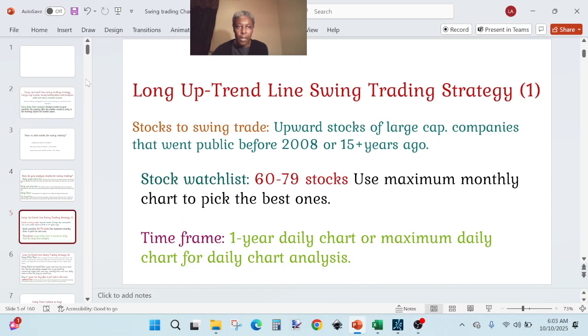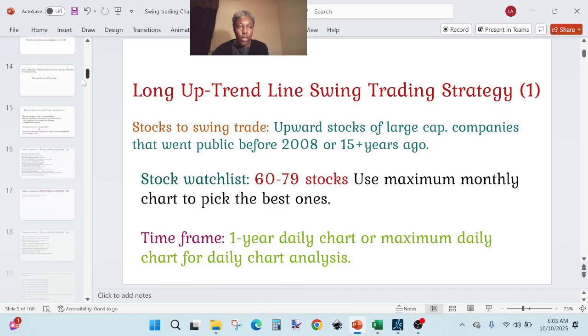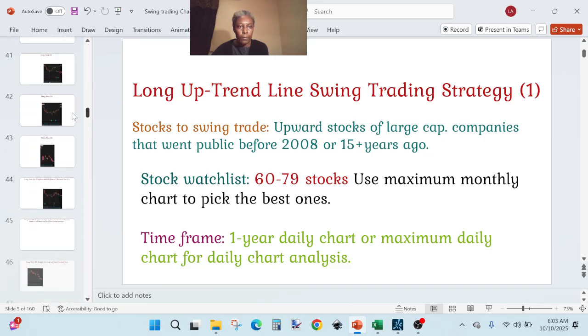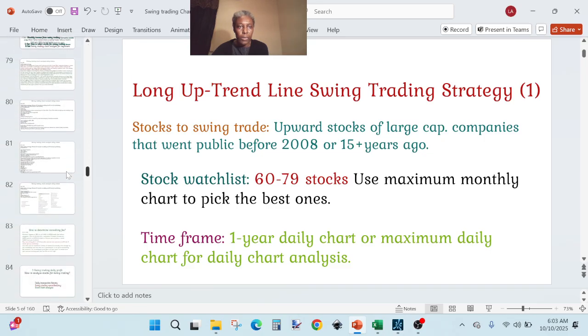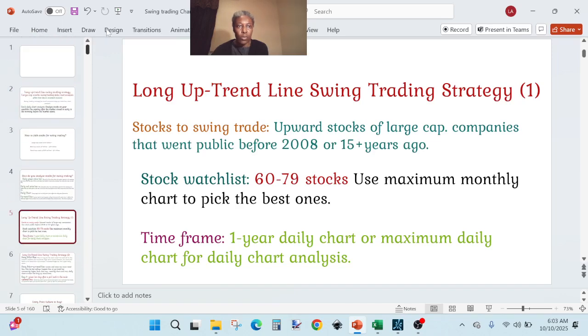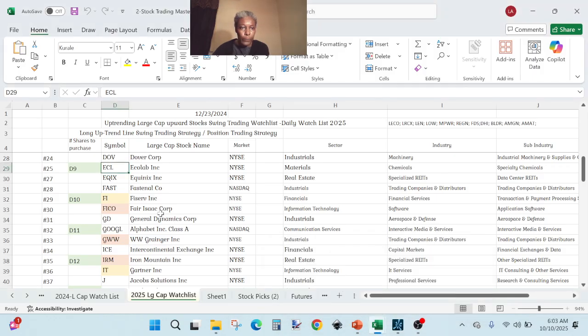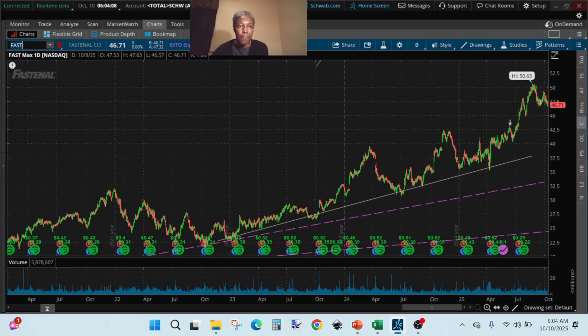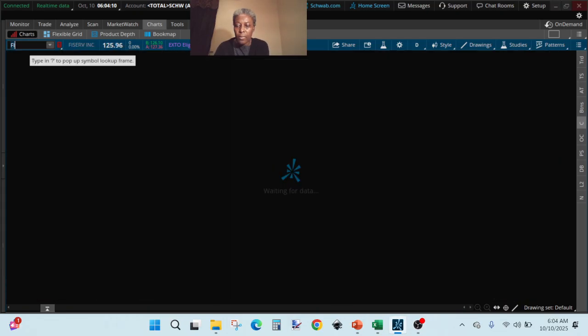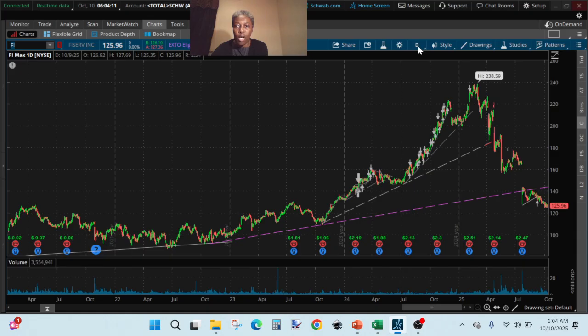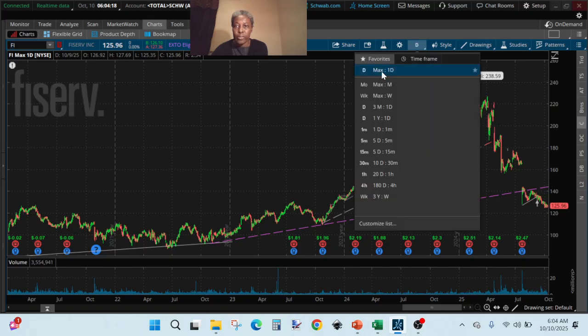I'm trying to see if I have some stocks here. There are some stocks that cost, in fact, I don't even need to go that far. We can just go to our stocks of the day, and today is October 10, 2025. We have 3 stocks that we are going to analyze together. We can start with the first one, which is FI, and we are using the maximum daily chart for our long option line swing trading strategy and chart analysis.